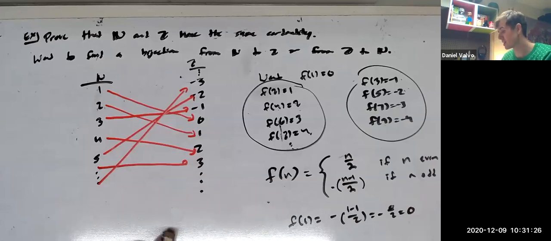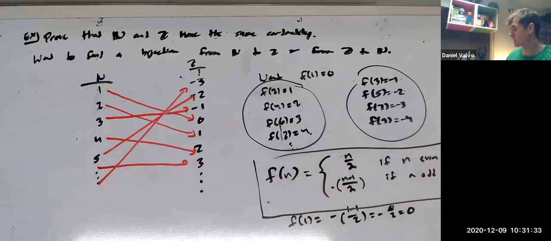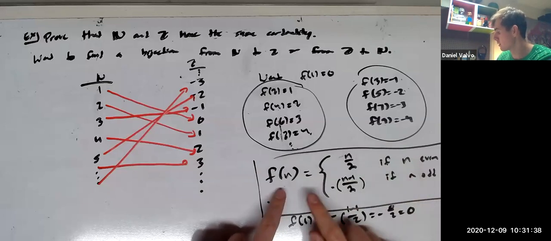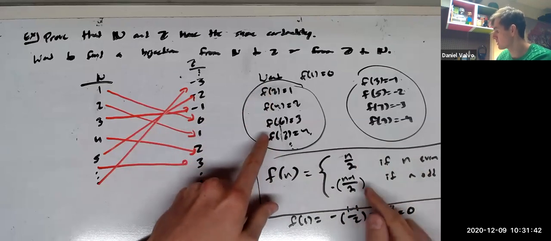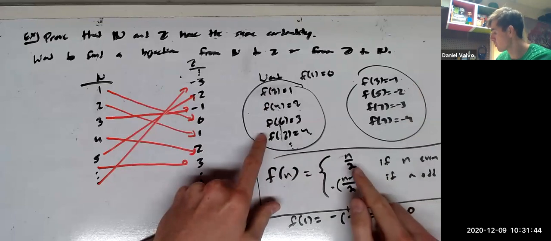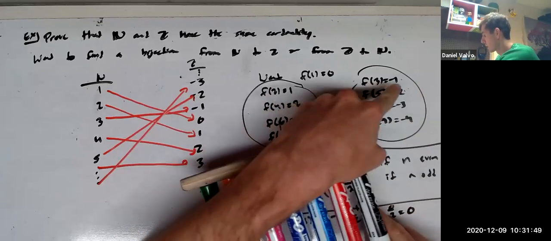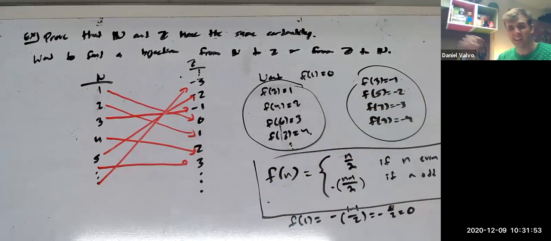So I like this function a lot. So here is our function. This does exactly what we want it to do. If you actually go through and calculate it, it sends 1 to 0. It sends 2 to 1. It sends 3 to -1. It sends 4 to 2. It sends 5 to -2. It sends 6 to 3. It sends 7 to -3. And it keeps on alternating like that, so it should hit every single one. Let's prove it.